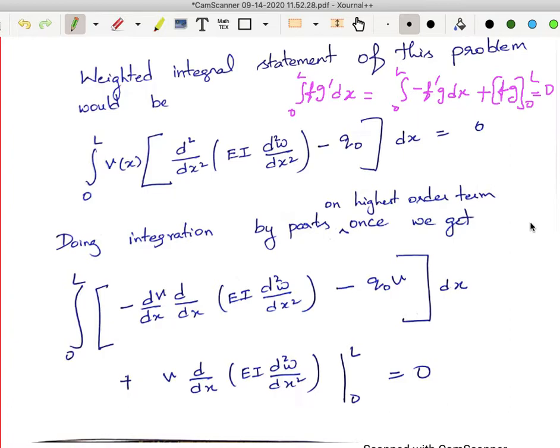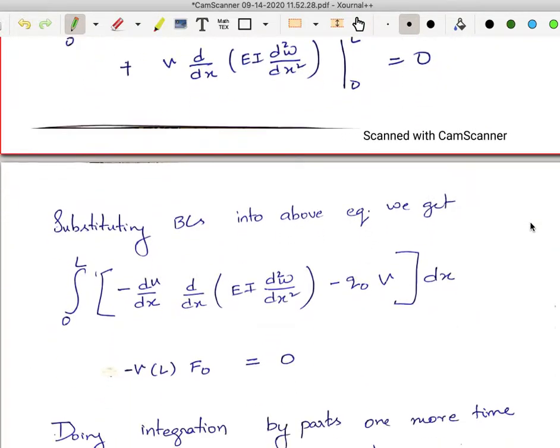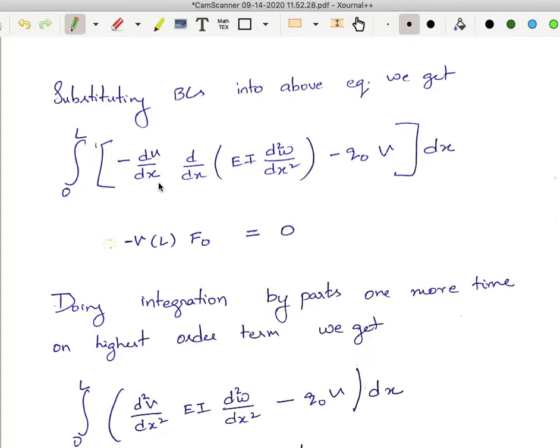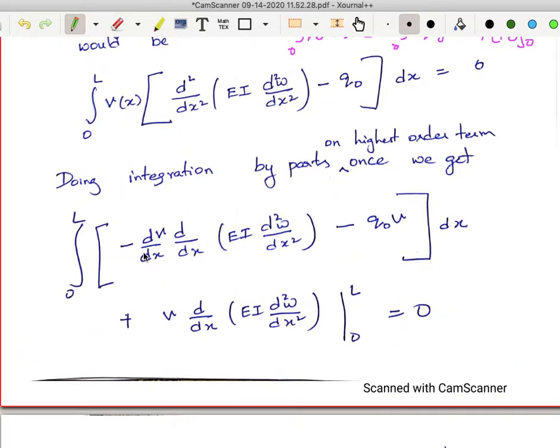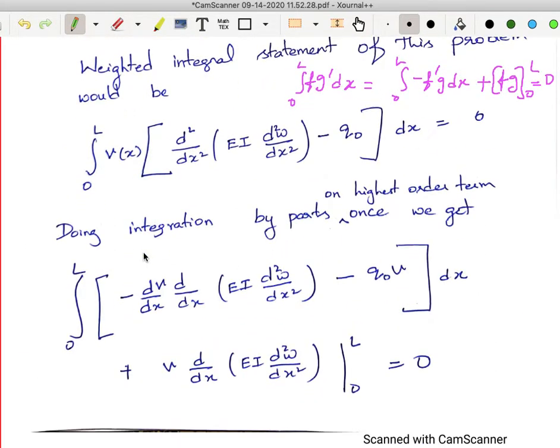So what will be v at x equal to 0? 0, sir. 0, because v is nothing but variation in w, and w is a primary variable. So if you impose w at 0 to be 0, then variation of w at 0 will be 0. So we use that information. Now substituting boundary conditions, what do we get? The integral term does not change. For the boundary term, what do we have? Sorry, this is a minus, it's not a plus here. Just one second. No, this is fine. Plus v into this.